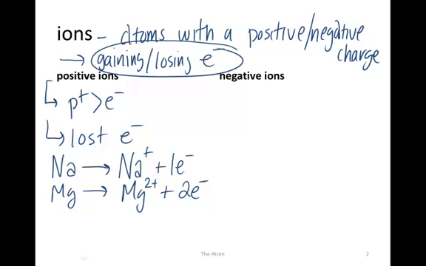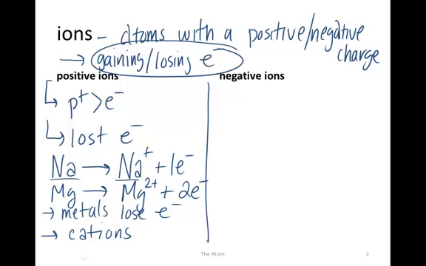Now it turns out that most positive ions are formed from metals. Metals tend to lose electrons to form positive ions. And we also have a name for positive ions, and we call them cations. So we would call sodium neutral an atom, sodium +1, that is a cation.